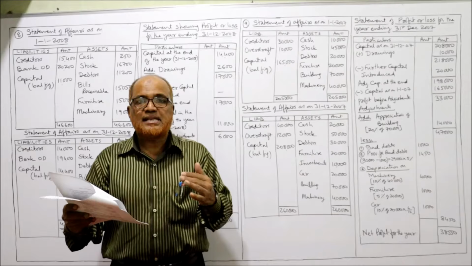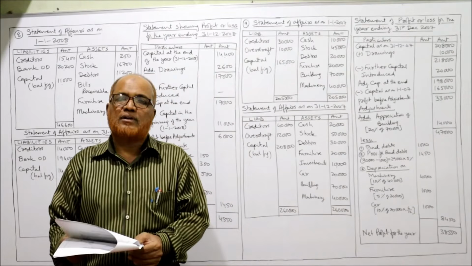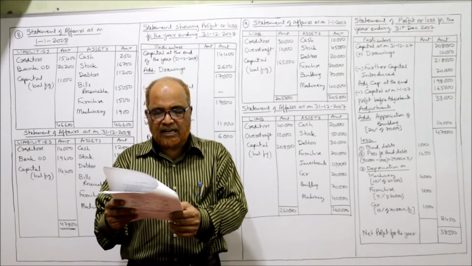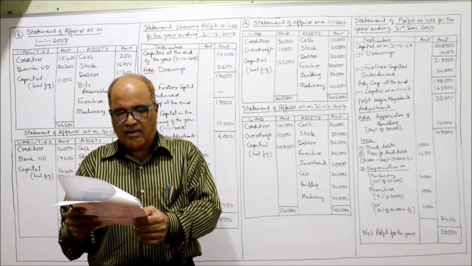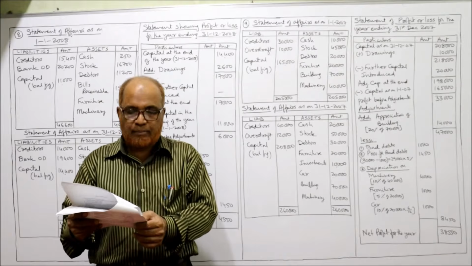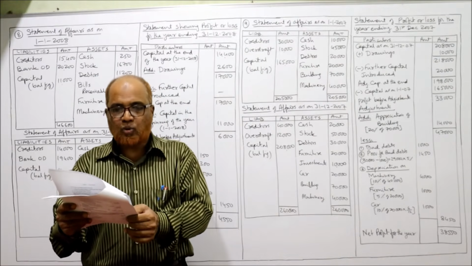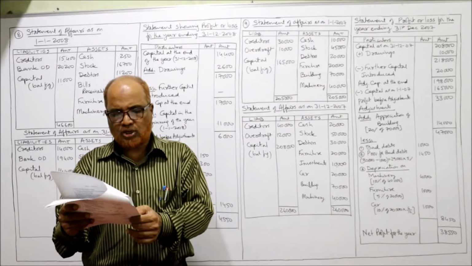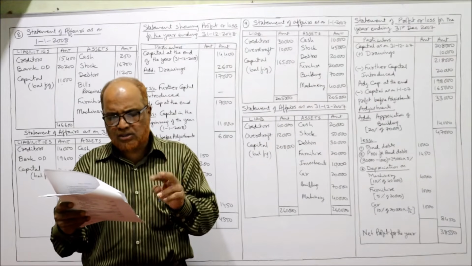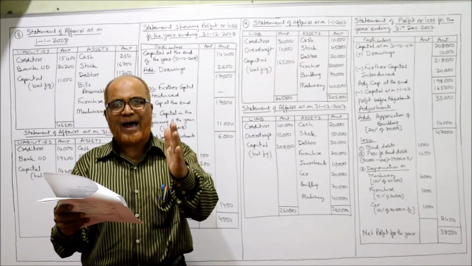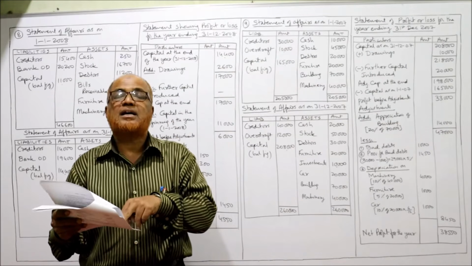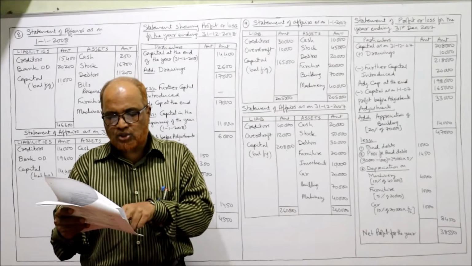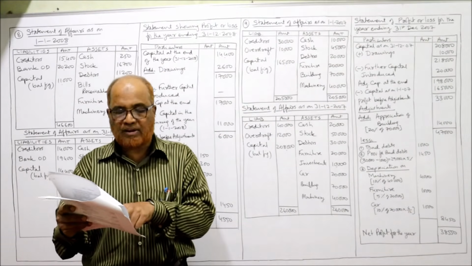Now what are the assets and liabilities? Bank overdraft, a liability. Furniture, land and building, investment, sundry debtors, assets. Sundry creditors, liability. Stock, asset. Motor car, asset. Cash, asset. Plant and machinery, asset. So only two liabilities are there, bank overdraft and sundry creditors. Remaining all are assets.